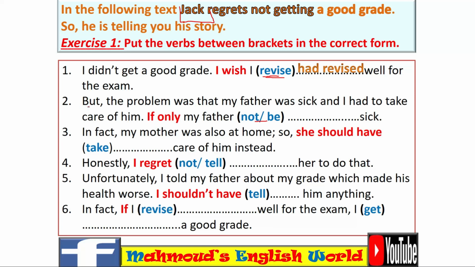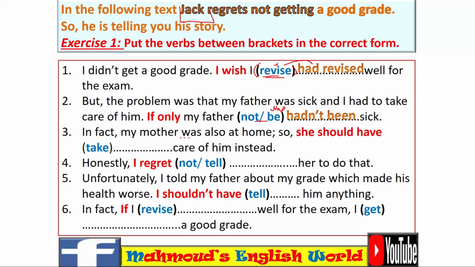Number 2. But the problem was that my father was sick and I had to take care of him. If only my father, so not be. Remember, verb to be, it means was or were. And was or were, we change it to hadn't been or had been. So here, we're going to say, if only my father hadn't been sick. In such exercises, we don't change. In exercises like this, in which you have verbs between brackets, if we have affirmative, affirmative. If we have negative, negative, the same. Where we change in the other exercises, like the one that we are going to work on after this.